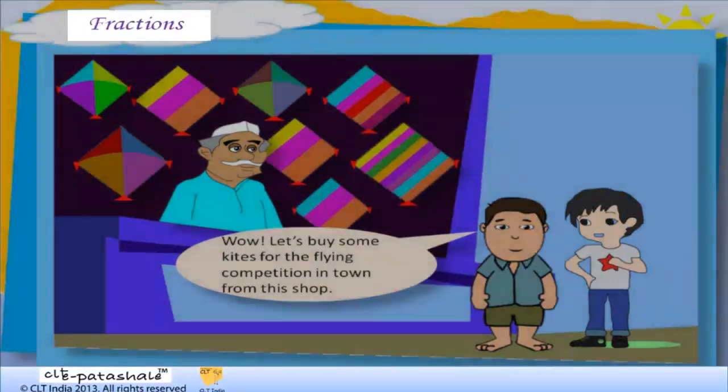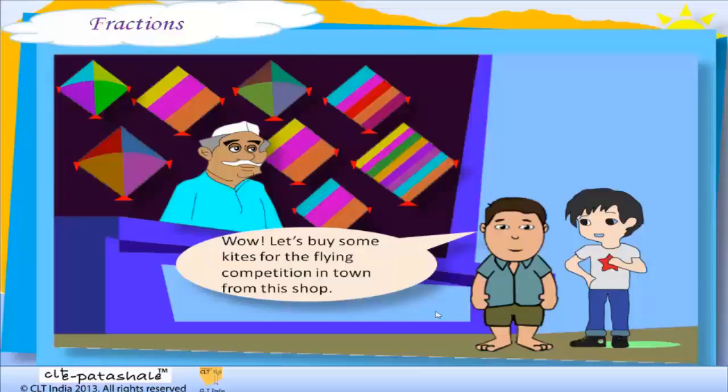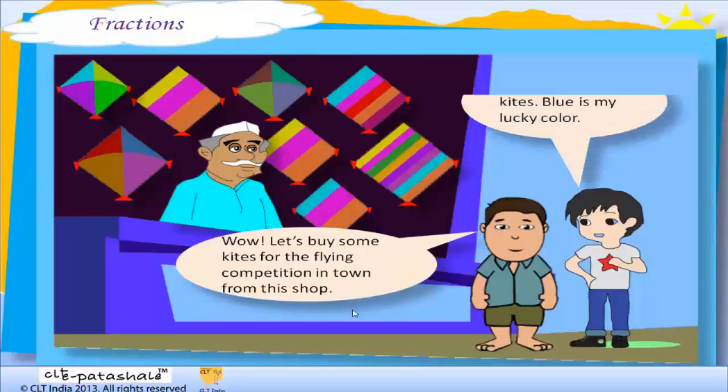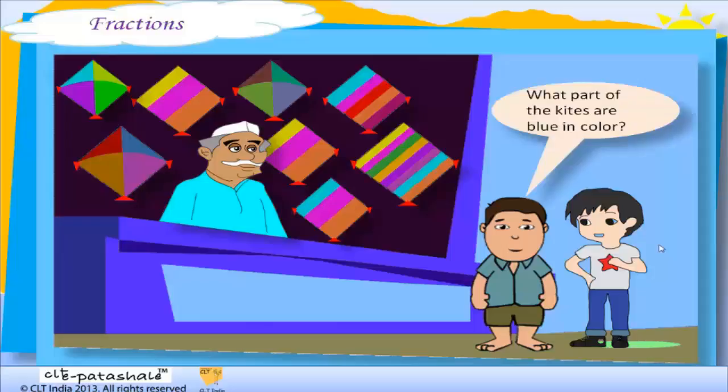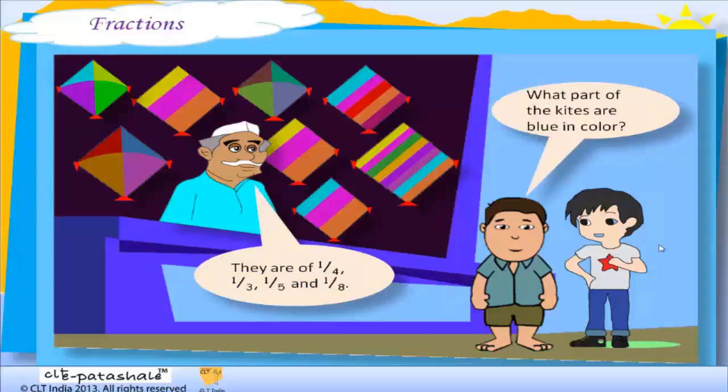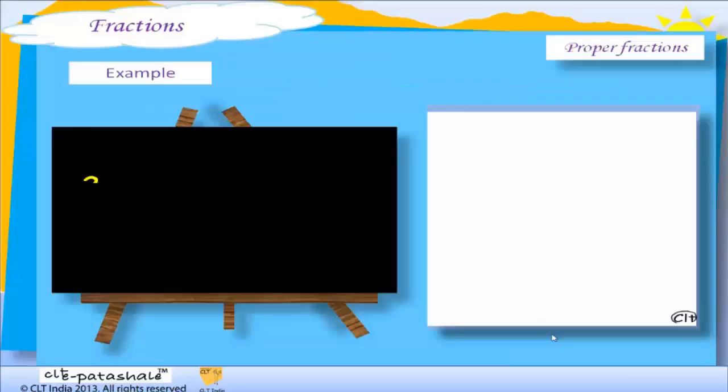Fractions. Wow, let's buy some kites for the flying competition in town from the shop. Yes, let's buy blue kites. Blue is my lucky color. What part of the kites are blue in color? They are 1/4, 1/3, 1/5 and 1/8 blue.